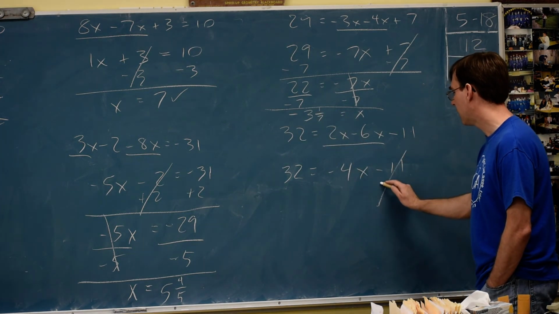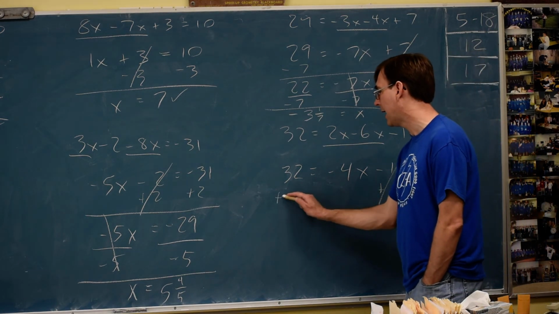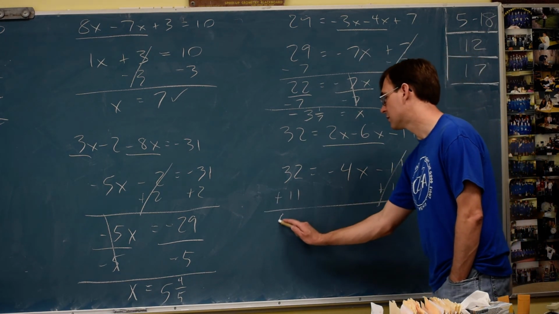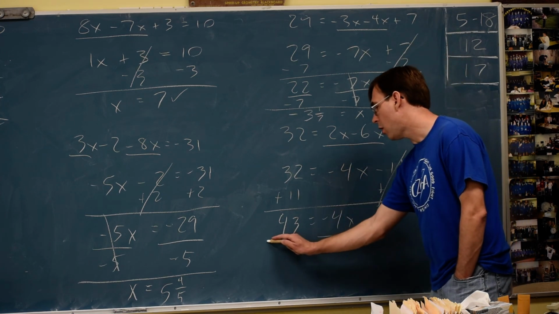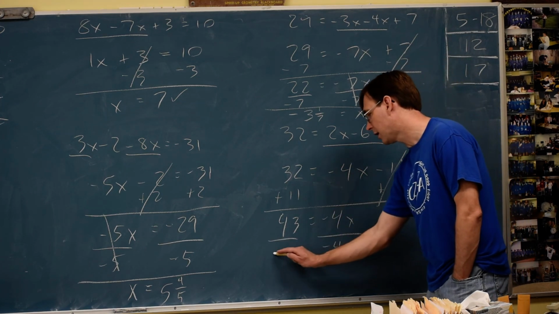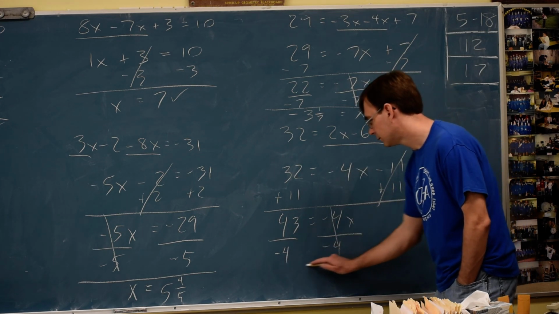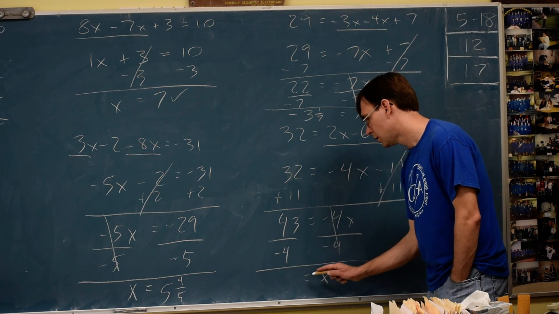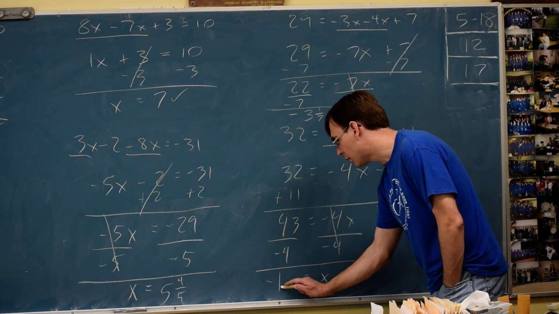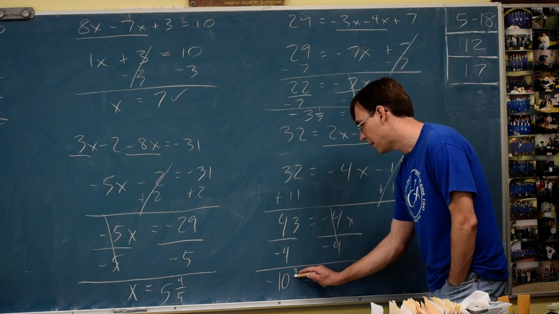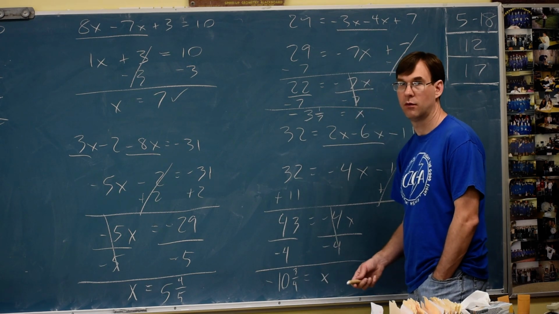For the last one, get rid of the subtract 11 by add 11. So it's 43. Get rid of the multiplying by dividing with negative 4. 1 of each dividing is negative. 4 into 43 is 10. Remainder would be 3. Leave the 4 on the bottom.